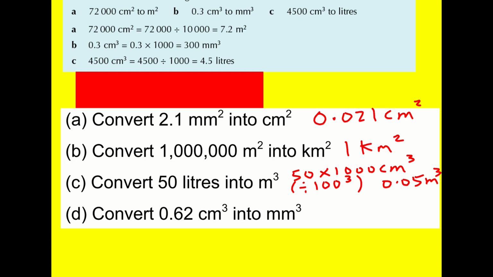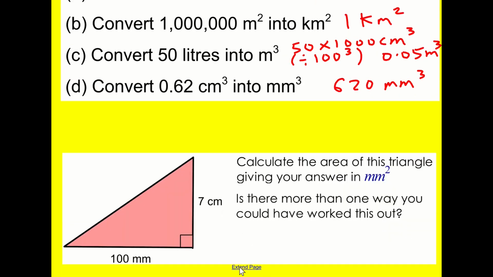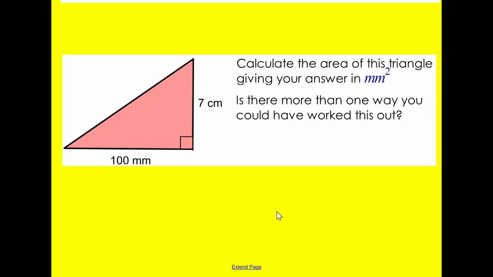And then finally this one. So centimetres to millimetres, I times by 10. So I'm going to times by 10 cubed, and I get 620 millimetres cubed. One more. Calculate the area of this triangle given your answer is in millimetres squared. Is there more than one way you could have worked it out?